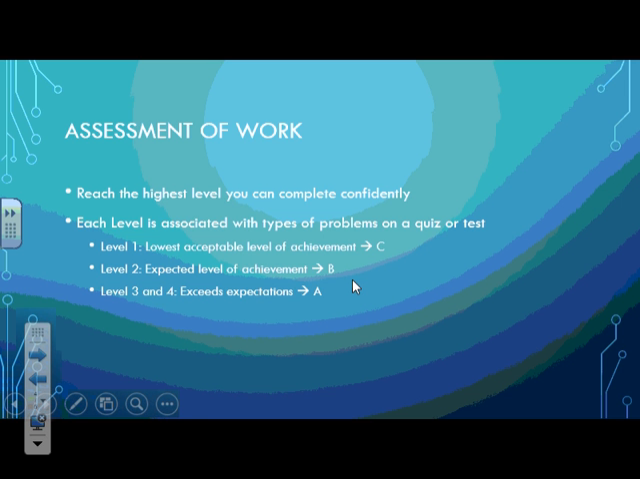It has a few more steps, but levels 3 and 4 basically are where I would say you are at the A quality work. You're exceeding expectations of what you need to do for the course, and that's a great job. Now, levels 3 and 4 are considerably more difficult, and you don't just jump right into them. You get a little bit of practice under your belt before you do those, okay?